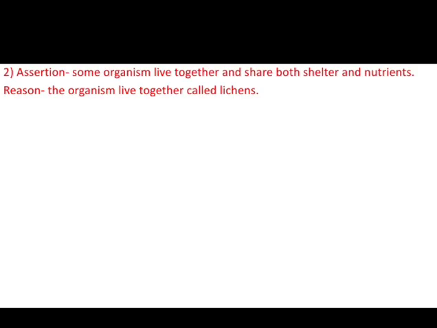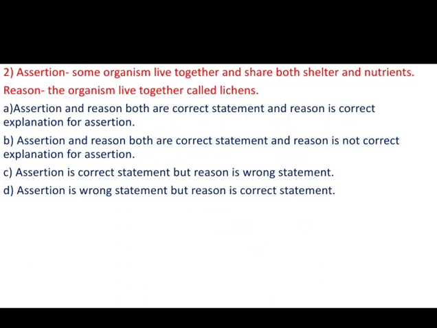The second assertion: some organisms live together and share both shelter and nutrients. The reason: the organisms living together are called lichens. Again the same four options. So let's see the answer. Answer is option C. That is, assertion is a correct statement but reason is a wrong statement.